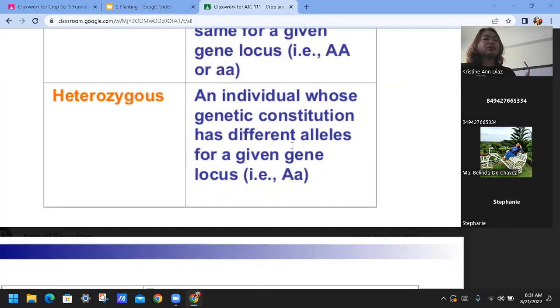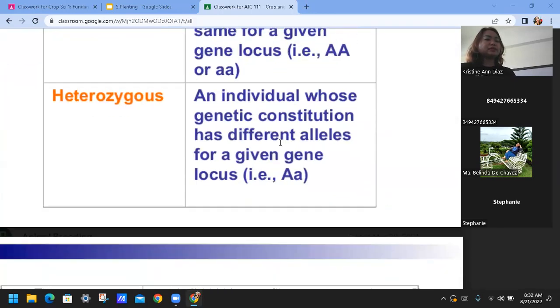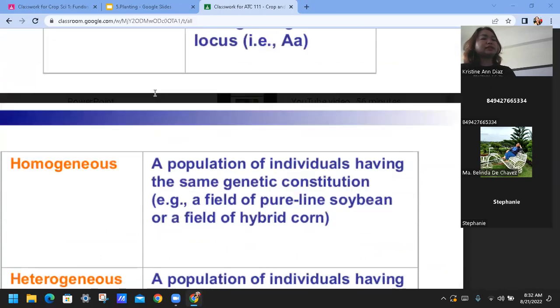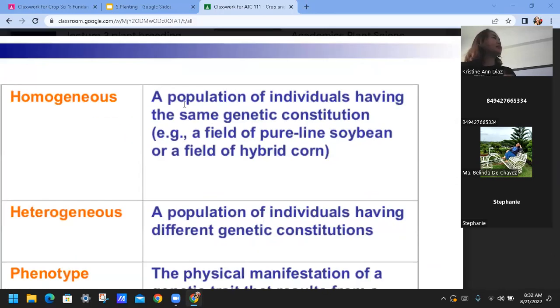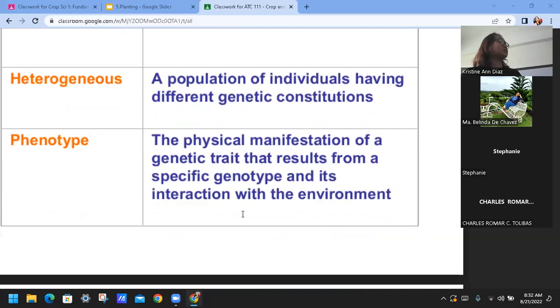But when we say heterozygous, the genetic constitution has different alleles at the gene locus, like the dominant A and the recessive a. That's why it's heterozygous. This was mentioned yesterday, right? Homogeneous is different from homozygous in that it refers to a population of individuals with the same genetic constitution, like a pure line soybean or a field of hybrid corn. Heterogeneous means the individuals have different genetic constitutions.